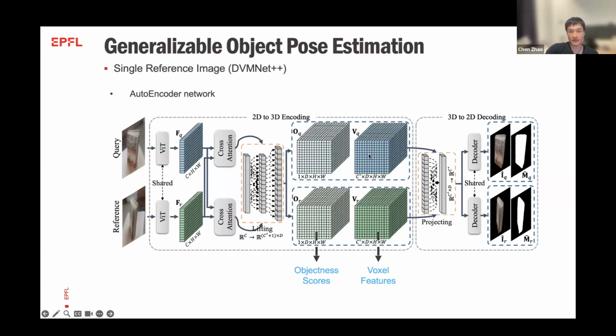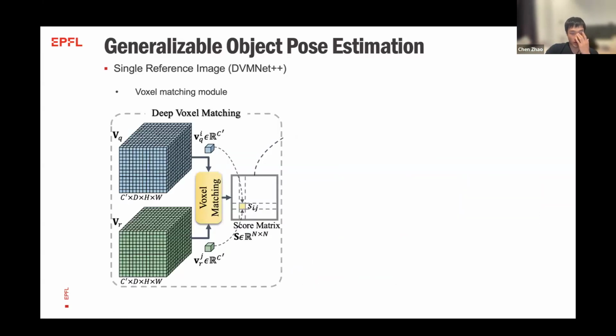And after this encoding part, we have a decoding process, because we want to make each 3D volume aware of the object information. So that's why we decode the 3D feature back to 2D and predict the RGB object image and also a 2D binary mask for this object. And once the training is done, for each image, we have a 3D volume as the 3D representation, right? And the next part is quite simple.